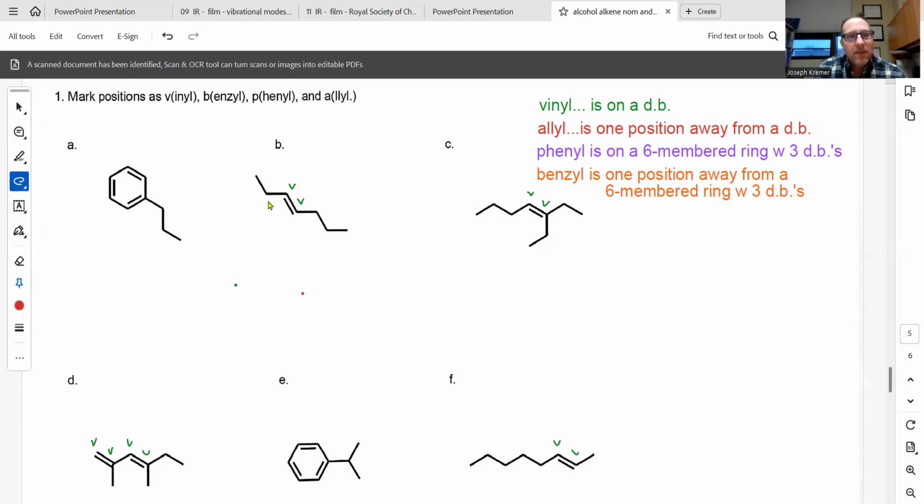So here's allyl. I don't know if you make your A's like this or like that, but I'll make my A's like this if you will permit me. Allyl's one away. Here's allyl one away from vinyl. Allyl one away from vinyl. These are all allyl positions.